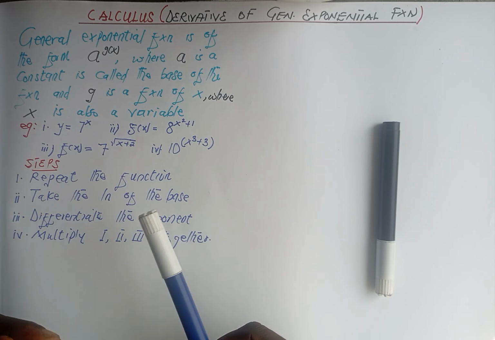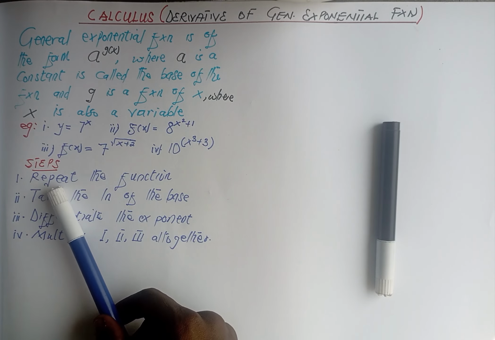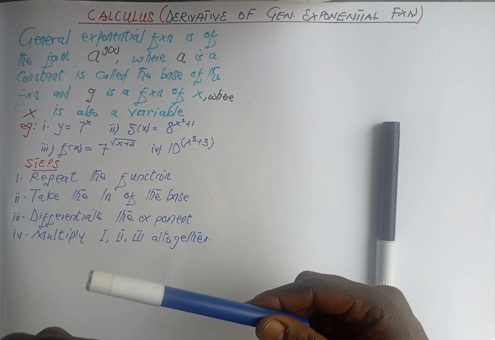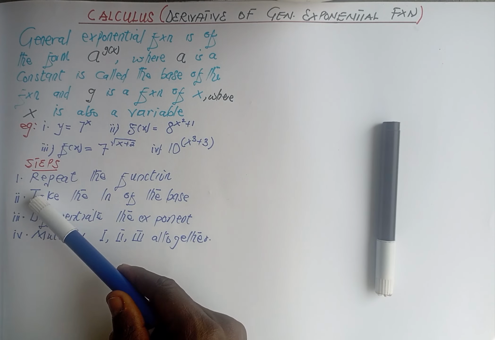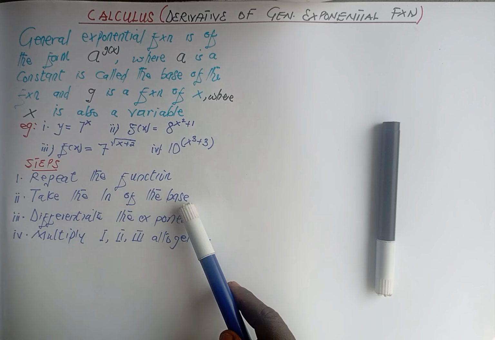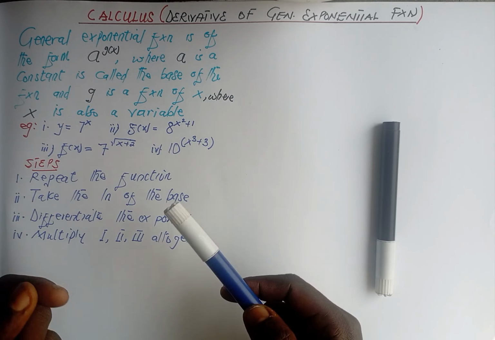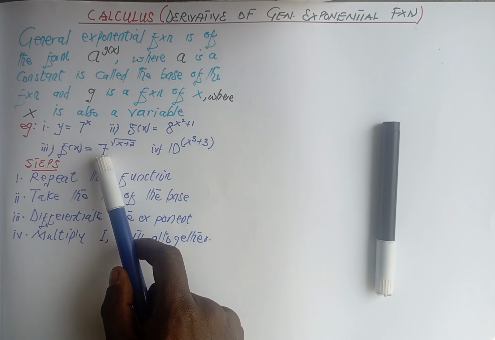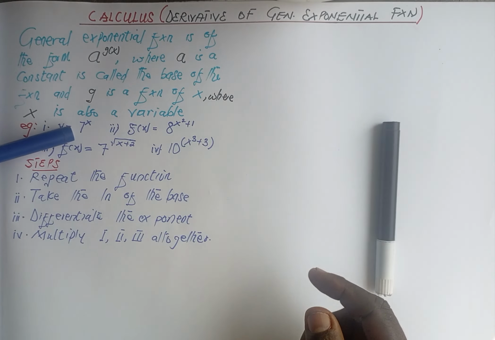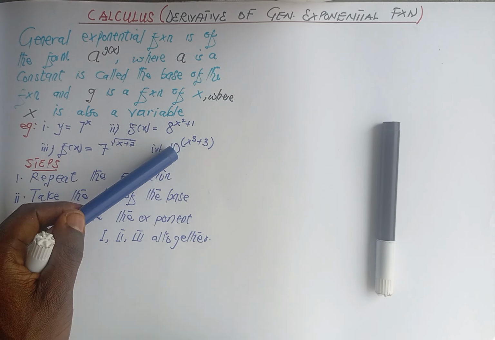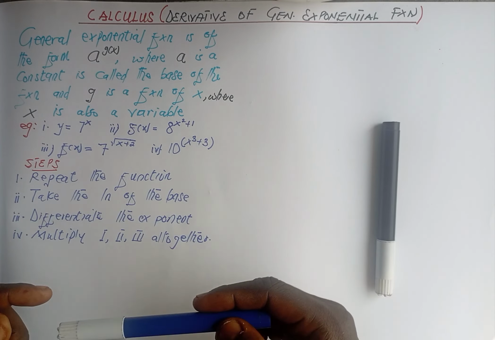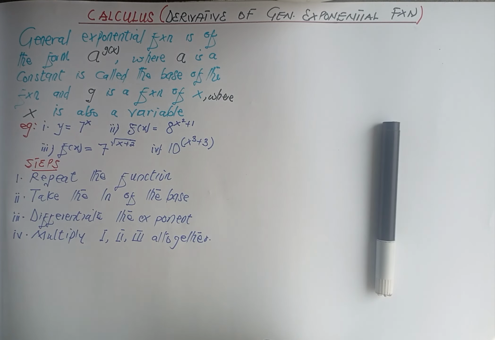So the first step is saying that we first have to repeat the function. The function that we have been given, just repeat the function. Then the second step is saying that take the ln of the base. So we identify the ln of the base, and we know that the base is what? The a. So from here, our base is 7. From here, our base is 8. From here, our base is 7. From here, our base is what? 10. So we identify the base and then we take the ln of that.